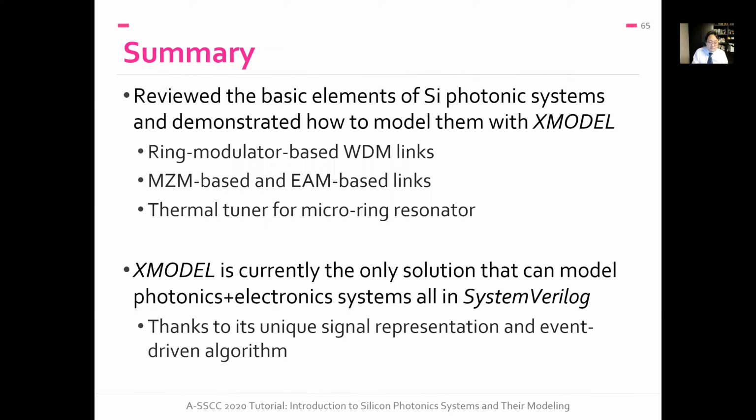So maybe you felt a little odd that I talked about SystemVerilog and XMODEL all of a sudden, but it is currently the only solution that can model photonics and electronics all together in a single simulation platform while delivering very fast speed with full wave information. And I'd like to remind you that this is due to its unique signal representation that enables an event-driven algorithm.